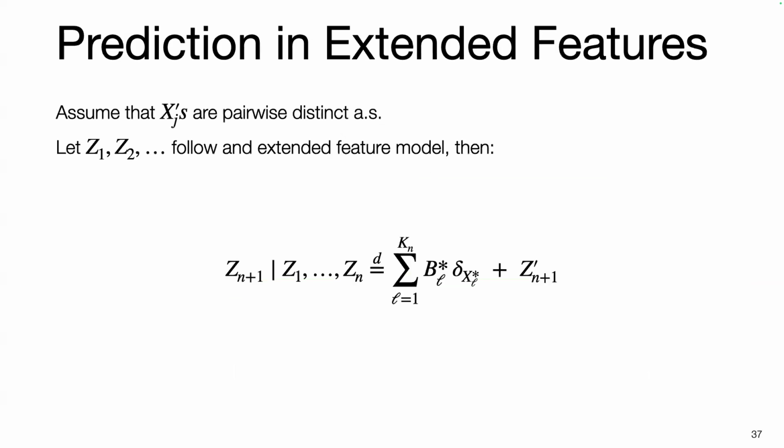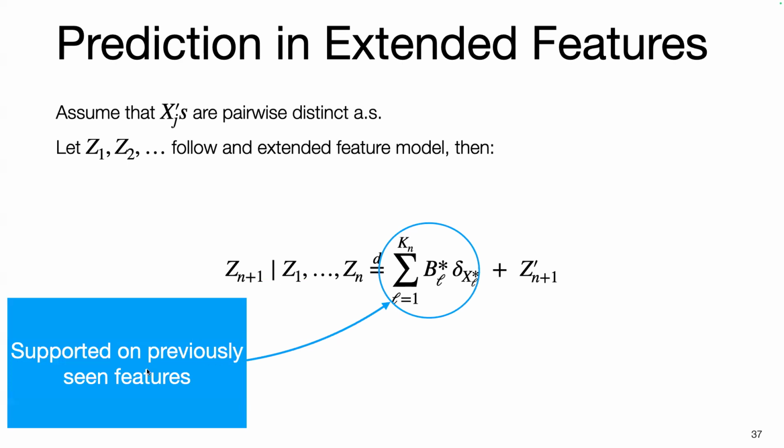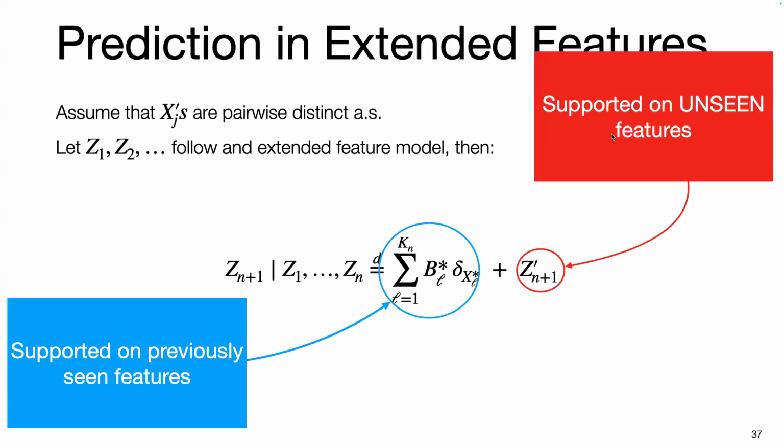With the only assumption that these xj's are pairwise distinct almost surely, we can write the predictive distribution as follows. The predictive distribution for Zn+1 decomposes as the sum of two terms, where the term on the left is supported on the previously seen features. So with positive probability, observation n+1 can reobserve each one of the previously seen features. And the second term is supported on unseen features. So observation n+1, of course, can display new features.